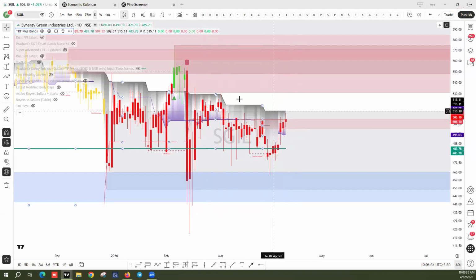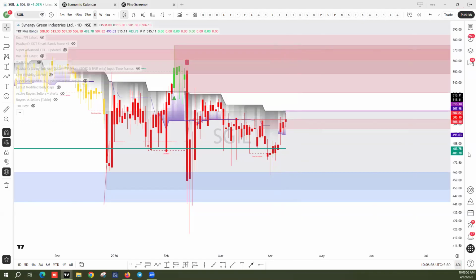Sir, if it closes above this, Adani Green and other green stocks are moving up and up. If it closes above 515, then it has good potential, then wait. If it closes below this, then as everything is already bearish, I will just exit.